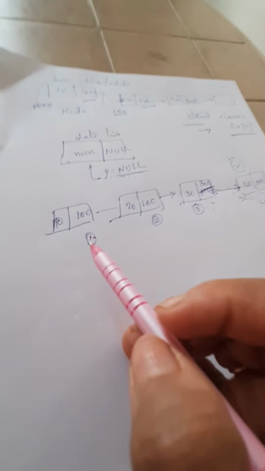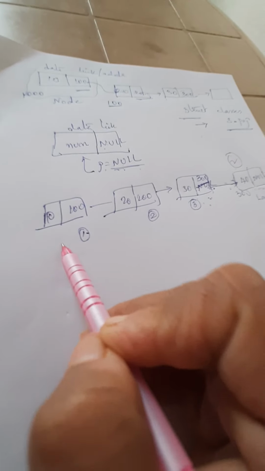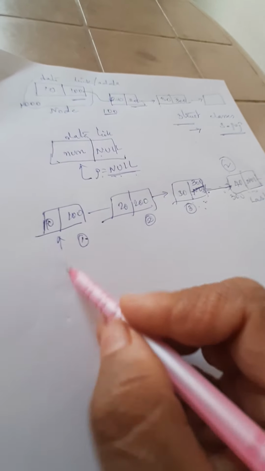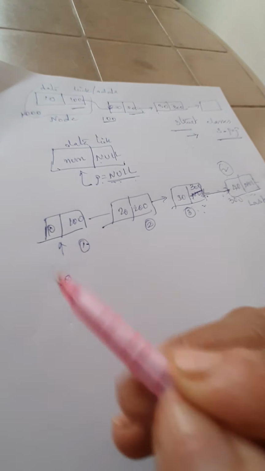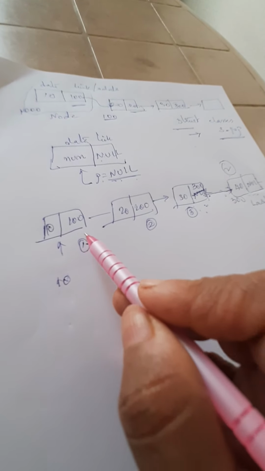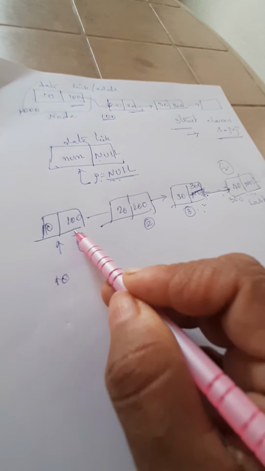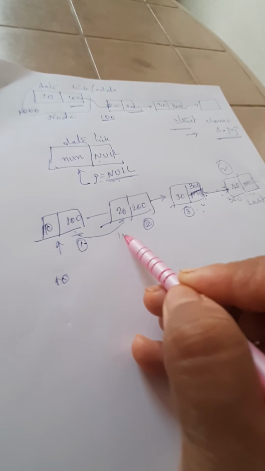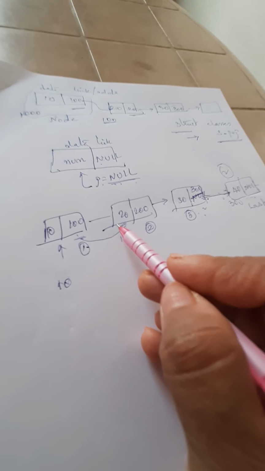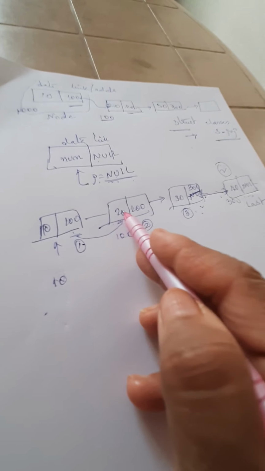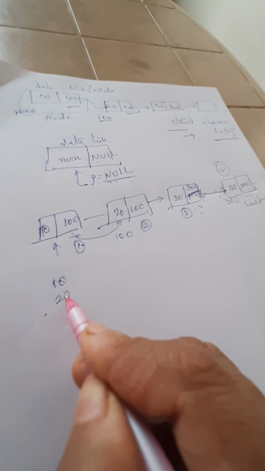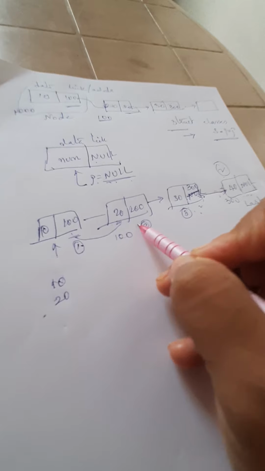Now suppose, for example, I am taking this. Here, when temp is not equal to null, it will be in the first position, so it will print 10 first. Then temp is equal to temp of link. Link means 100, so it will move to the next node. This is 100, isn't it? So when it moves to the next node, the data part present here is 20. It will print 20. Then temp is equal to temp of link.